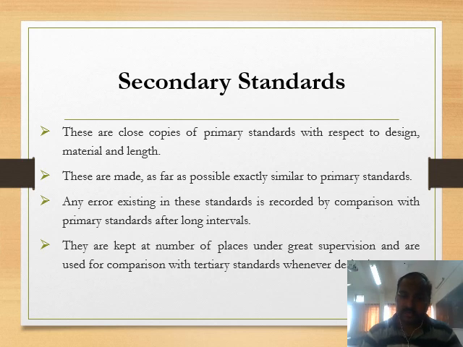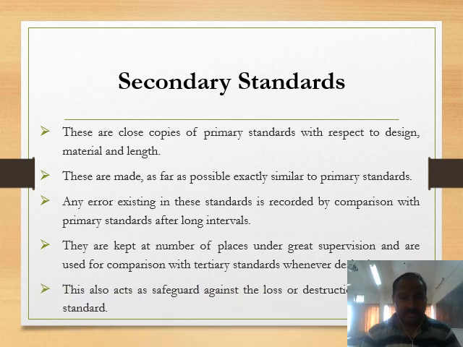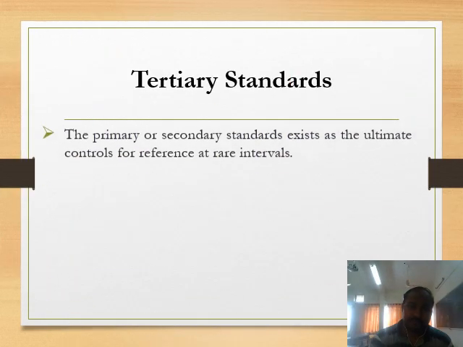Again, the secondary standards are kept at a number of places under great supervision, and they are used for comparison with the tertiary standards whenever desired. These also act as a safeguard against the loss or destruction of the primary standard. That's why the secondary standard is produced.